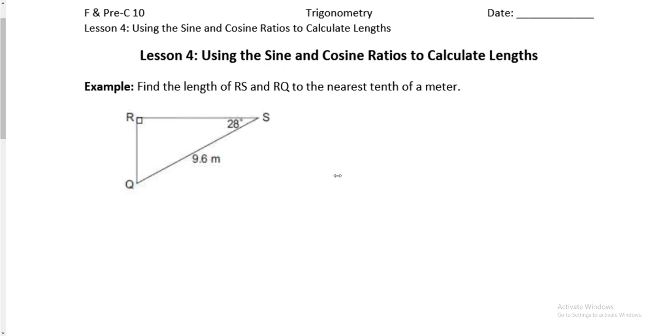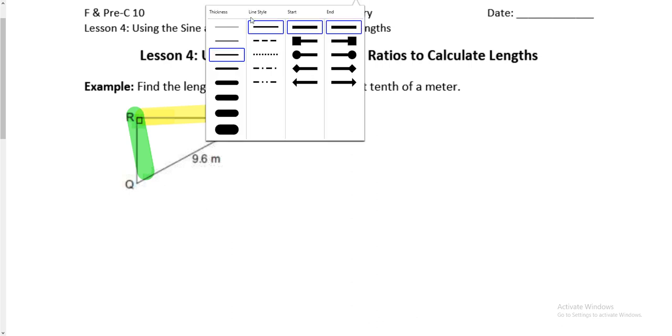Alright, welcome to lesson 4, using the sine and cosine ratio to calculate lengths. This will be extremely similar to lesson 2 and just a further adaptation of lesson 3. So we're going to find the length RS and RQ to the nearest tenth of a meter. We're going to do this all using angle S because that is what we are given.